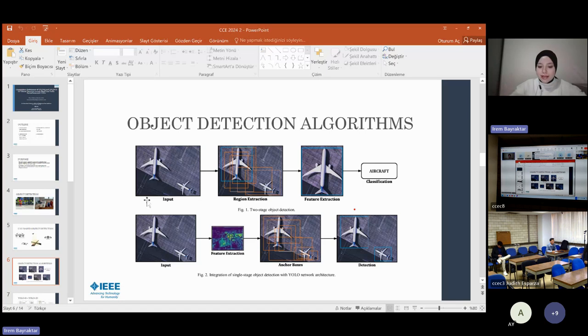For single-stage object detection, the YOLO family is the most popular and accurate family for us. And how does YOLO work? First of all, YOLO divides the input image into a grid of cells. For each cell, it estimates the probability of an object existing and the object's bounding box coordinates. Then lastly, the algorithm predicts its classification.